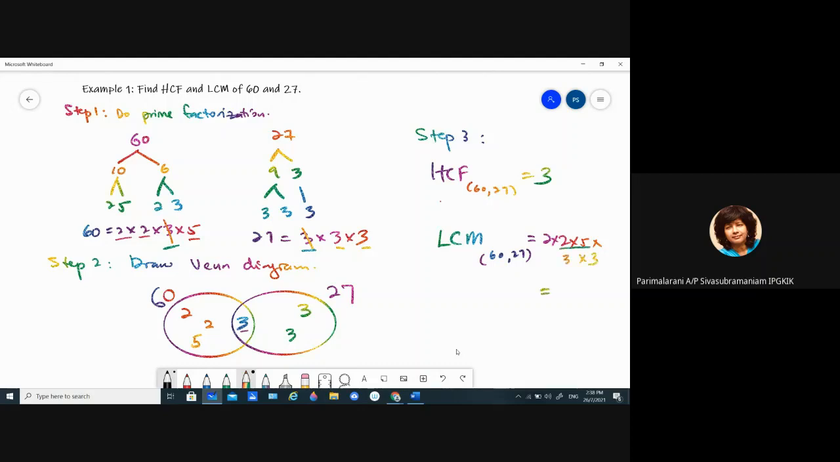So how much is this? We know that 2 times 5 is 10. 3 times 3 is 9. 9 times 2 is 18. 18 times 10 is 180. Okay, so the HCF is 3, LCM is 180.